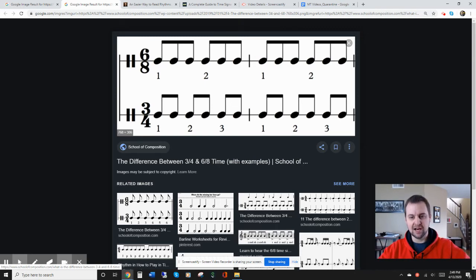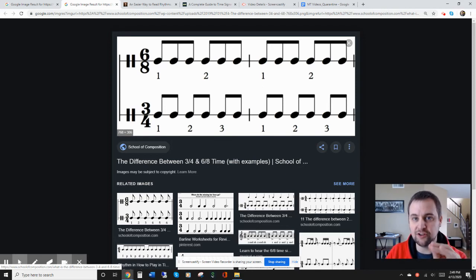1 la li 2 la li. Or if we compare it to the 3/4, it's 1 and 2 and 3, and 1 and 2 and 3, and so it's a different feeling, but it's the same amount of 8th notes. So that's part of meter.